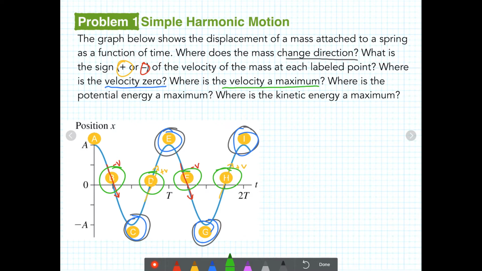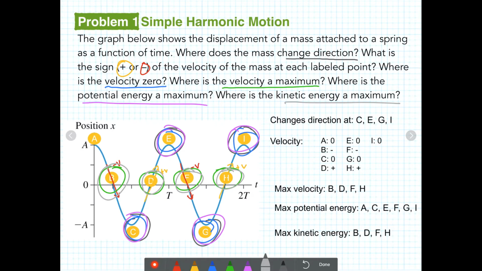And then where's the potential energy a maximum? Well, the potential energy is a maximum wherever you don't have any kinetic energy. So we know the potential energy is maximum where we don't have speed. Well, look, we're stopped here, here, here, and here, so that's where your potential energy is a maximum. Your kinetic energy is a maximum wherever your velocity is a maximum, so that's here, here, here, and here. Okay? All right, so just to review, here's our exciting results.